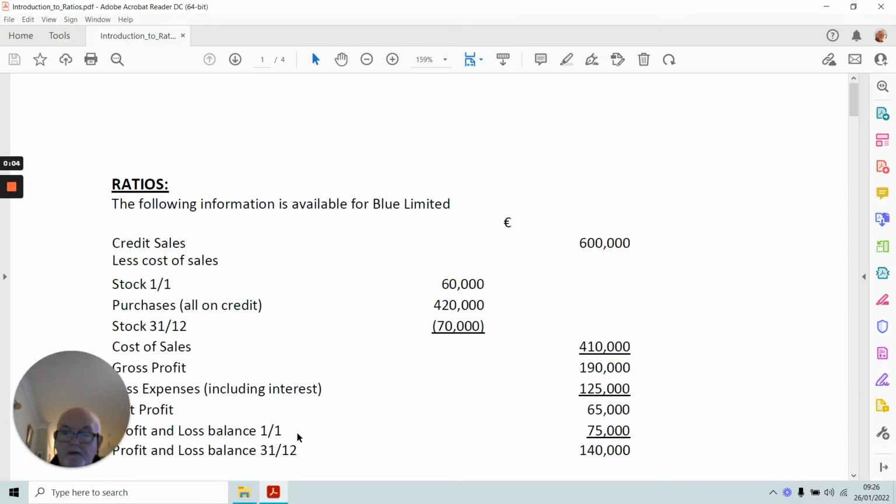Hello, we're going to have a look at some introductory accounting ratios, looking at Blue Limited. These ratios would be suitable for O levels or ordinary level leaving cert.